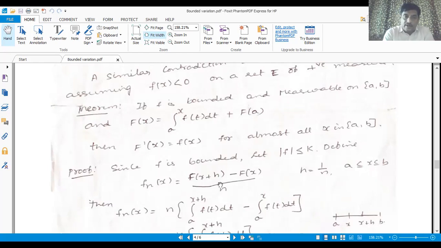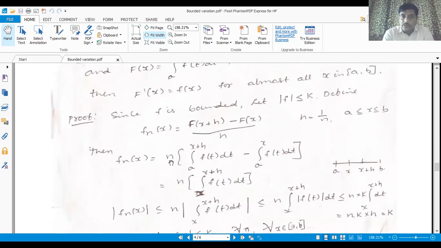Then we can write f_n(x) is equal to n times the integral from a to x+h of f(t) dt, because 1/h we represent as n, where h is the step interval, minus the integral from a to x of f(t) dt. The combined version of this can be written as the integral from x to x+h of f(t) dt, because the common parts get subtracted.